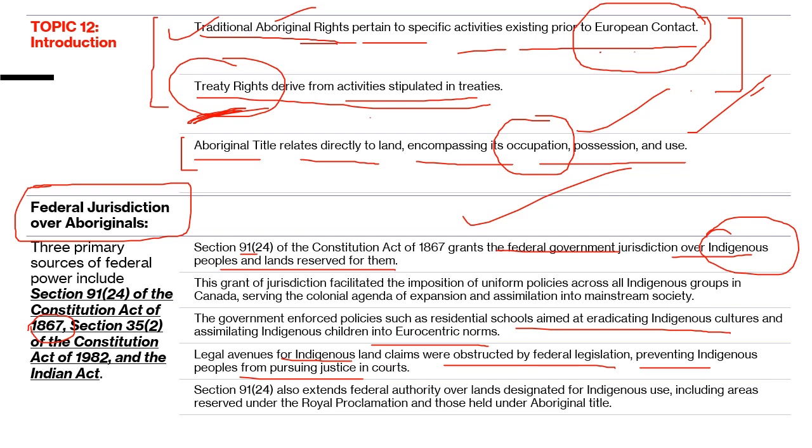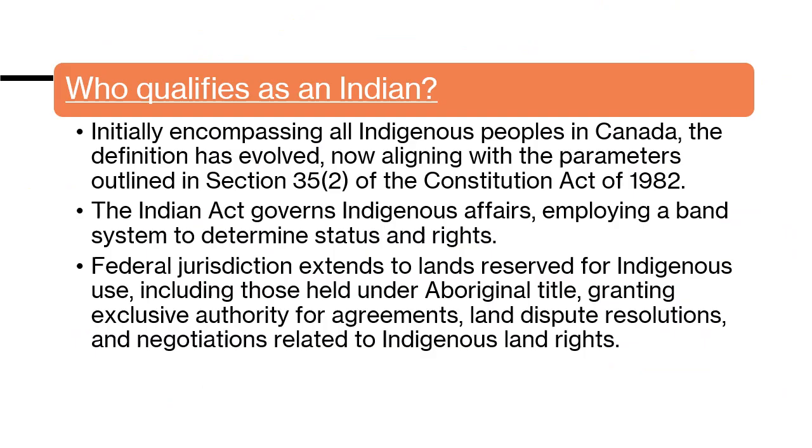Section 91(24) also extends federal authority over lands that are designated for indigenous use, including areas reserved under the Royal Proclamation and those under aboriginal title. So the federal authority has jurisdiction over all these things related to indigenous people, aboriginal people.